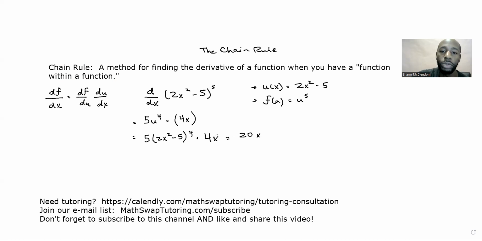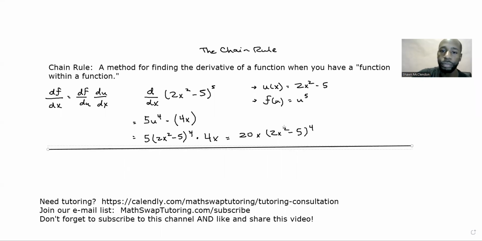That's 5 times 4 is 20, and then the x is there, times 2x squared minus 5 to the 4th. So it's not that bad. All right, now let us take the derivative of the same example again, but this time I'm going to do it a quicker way.